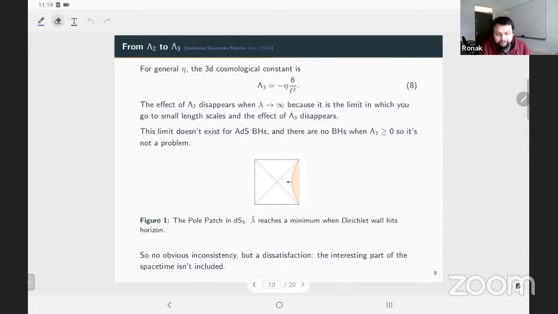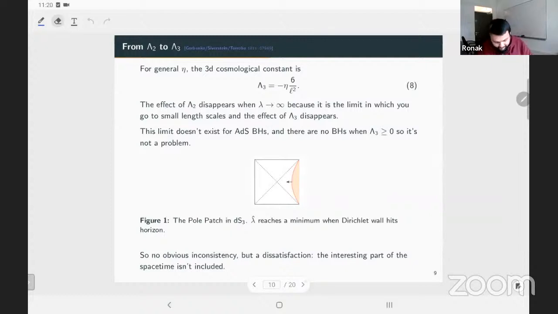Okay, and now the upper limit on delta also makes sense, because in 3D there are no black holes when lambda 3 is positive. So after all the dust has settled, we have a theory dual to the orange region here. This is again a cylinder, and we call this region the pole patch. And the minimum of lambda hat that we mentioned earlier is when this pole patch boundary hits the cosmic horizon. But notice that the cosmic horizon is not included in the bulk. So this is kind of dissatisfying. It's all consistent, but the interesting part, the part that has all the entropy, is not included in the theory.